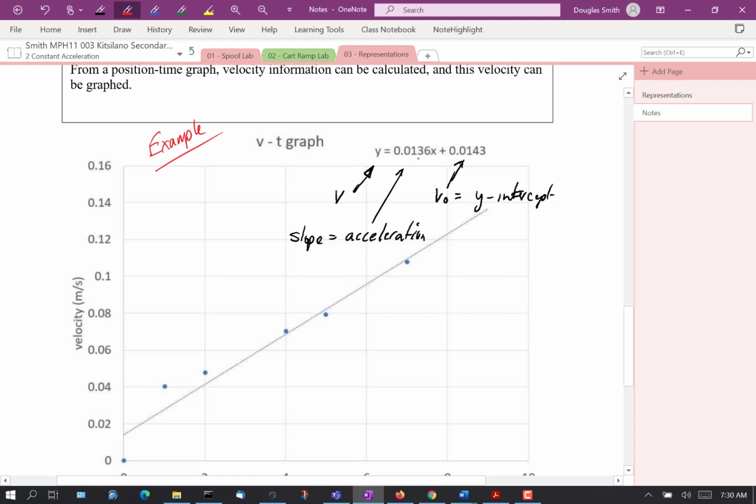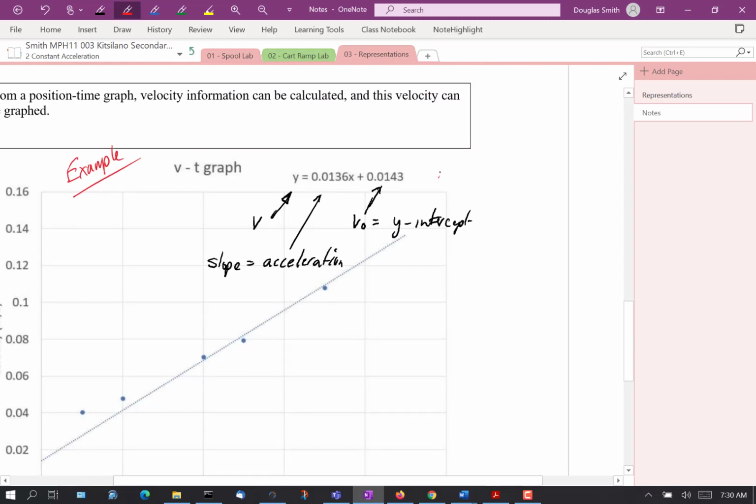So the equation of this line was y equals 0.0136x. We could actually rewrite this in physics terms. This would be v equals 0.014 meters per second squared. Those are the units.